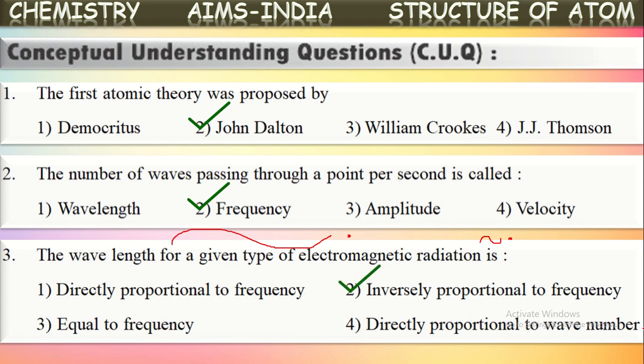If you observe the fourth option, instead of frequency they mentioned wave number. Let us see how wavelength and wave number are related. We know the reciprocal of wavelength is defined as wave number. Reciprocal means inversely proportional. But here they mentioned directly proportional. So wavelength is inversely proportional to wave number and also inversely proportional to frequency. So the second option is correct here.